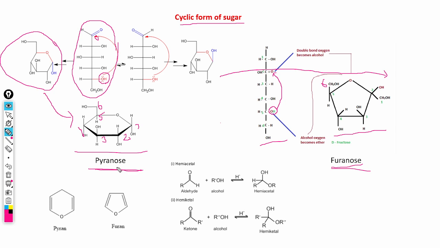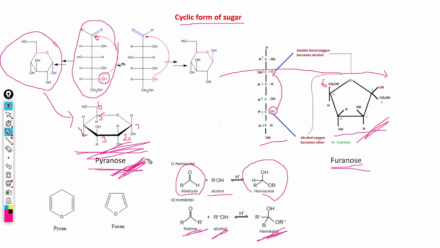Actually, in the chemistry, this is the aldehyde group. If it reacts with the alcohol, then it is called the hemiacetal, like this. This is the hemiacetal form. Again, if the ketone binds to the alcohol, then it creates the hemiketal. So this is the hemiketal form. So most of the pyranose is hemiacetal and furanose is hemiketal.